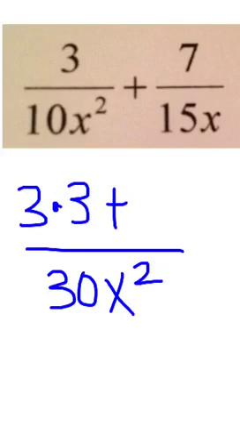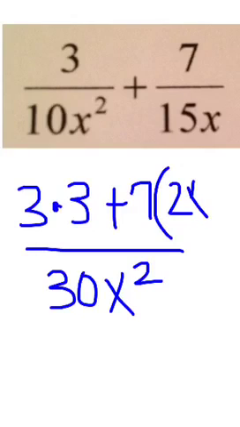For the second denominator, again you compare it with the common denominator to figure out what is missing. 15 can go into 30 2 times. And for the second denominator, we already have an x, but we need x squared. Right, we would need to multiply by another x to turn it into the common denominator. So therefore, we multiply 7 times 2x.